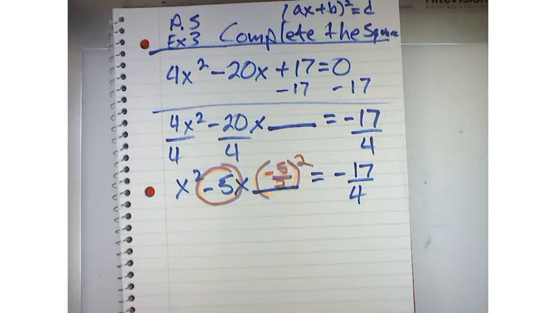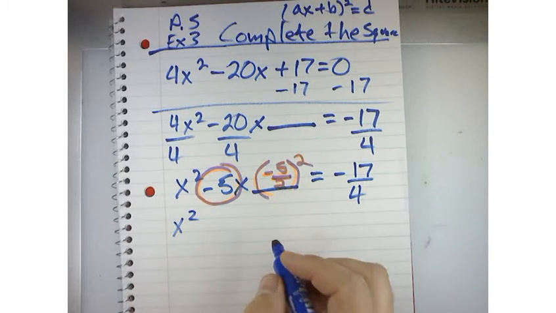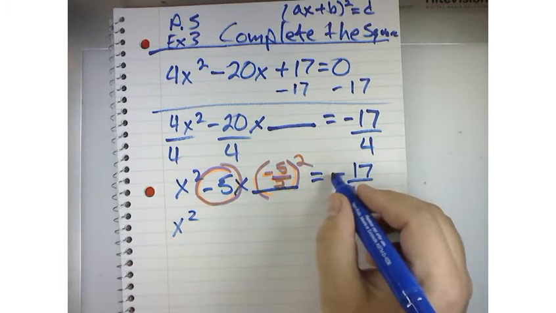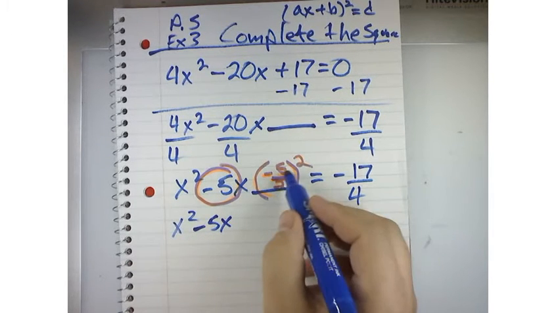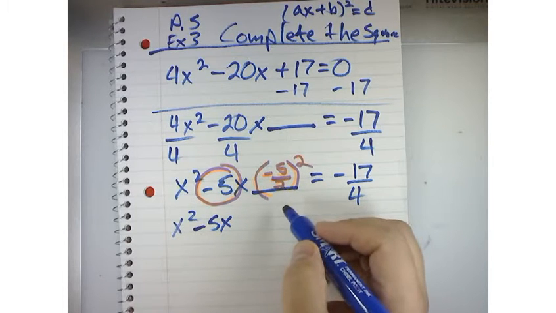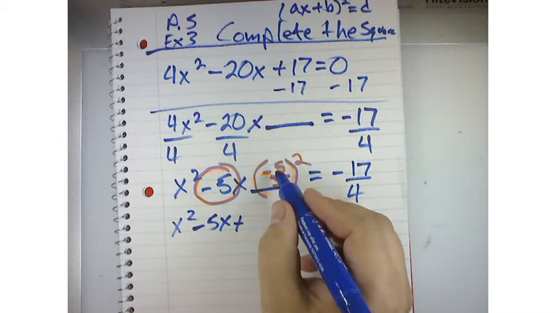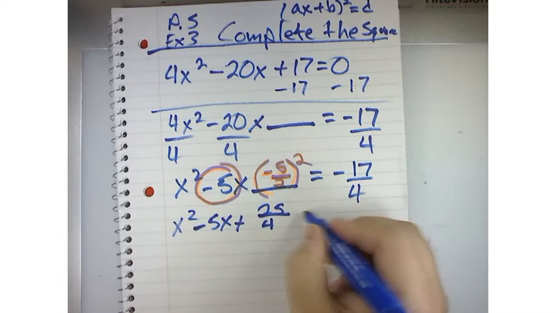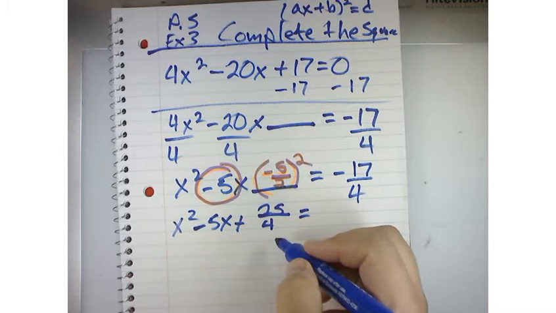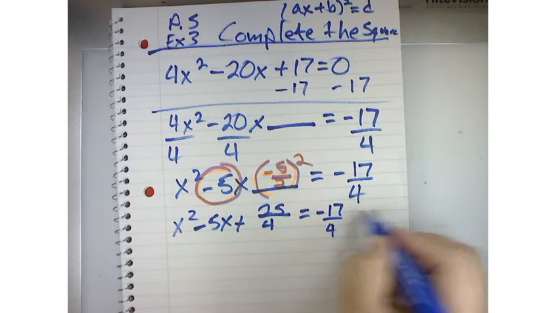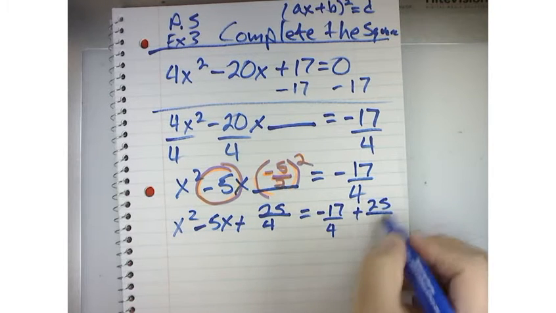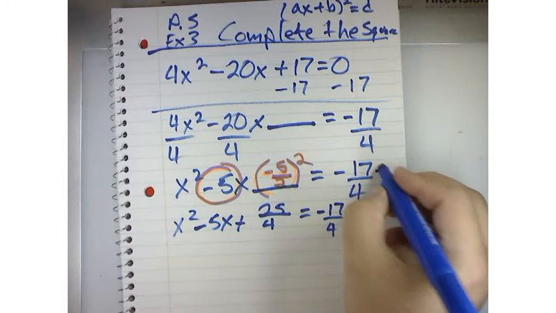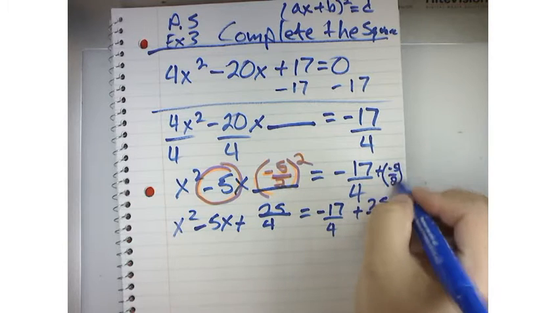So on my very next line, I'll have x squared. But remember, whatever I do on one side, I have to do on the other. So when I square negative 5 over 2, a negative times a negative becomes a positive. What's 5 times 5? 25. What's 2 times 2? 4. So I had to add 25 over 4 on this side. I can do that as long as I do it on the other side as well. That's a legal move. Remember, whatever we do on one side, we have to do on the other side. So I've got to add that on the other side as well.